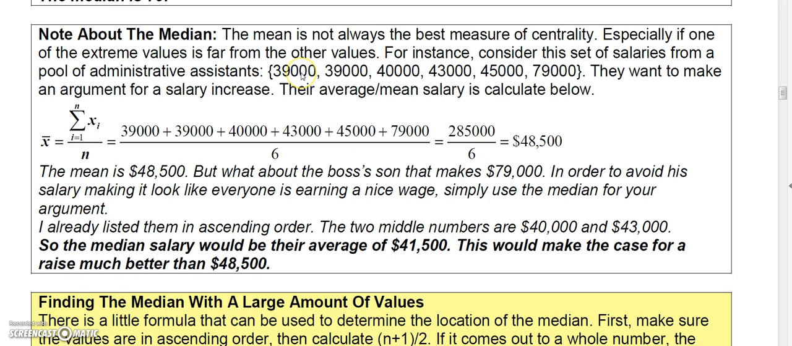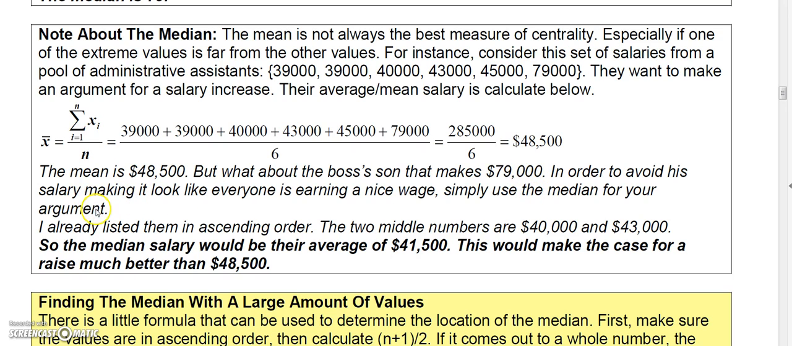But if you were to find the mean of these 6 scores, the mean would actually be 48,500. So if you were trying to imply that the salaries were low, then this probably wouldn't be your best choice, because whoever's making this $79,000 is really skewing the mean upwards to a value of 48,500. And maybe that's the boss's son that's getting that salary.